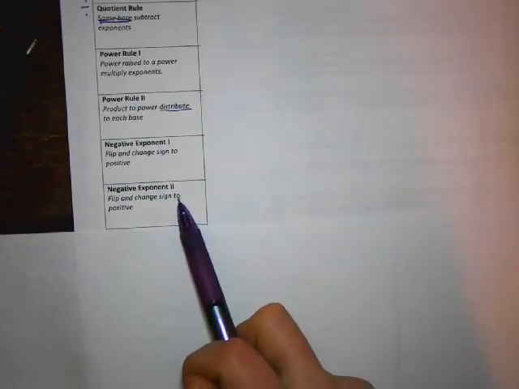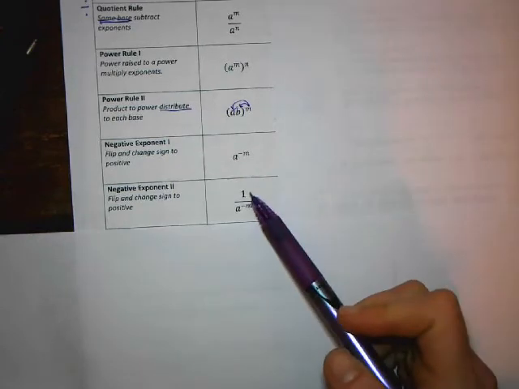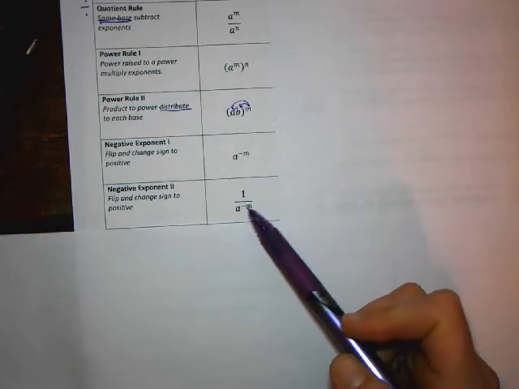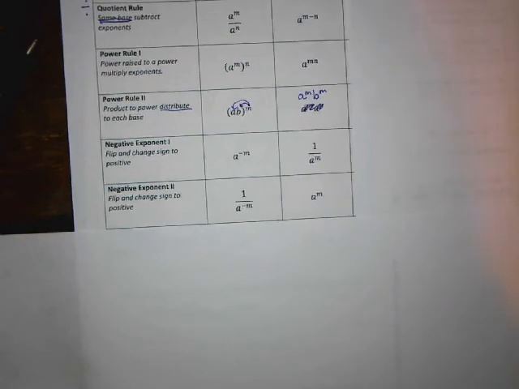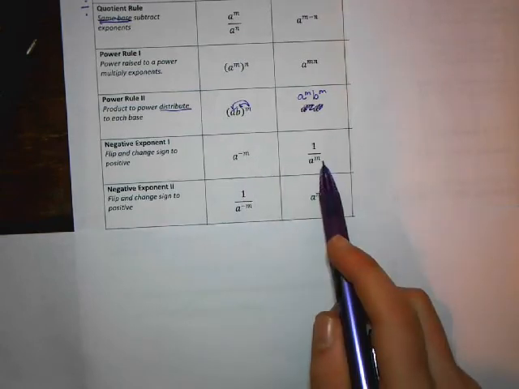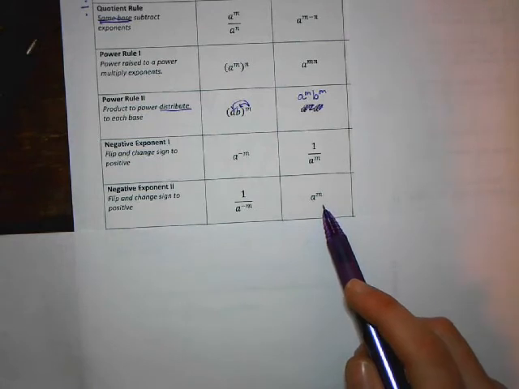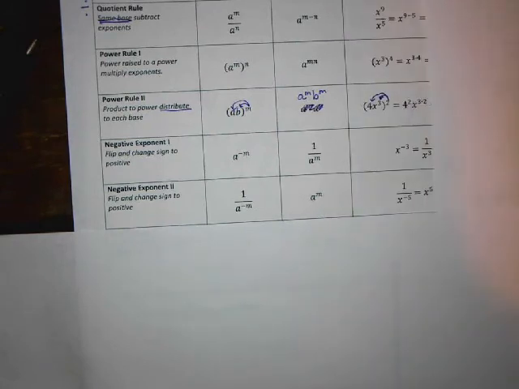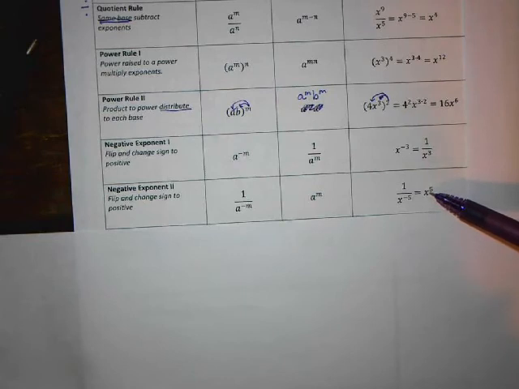Negative exponent rule number 2, flip and change the sign to positive. So what if, worst case scenario, we have 1 over a to the negative mth? We change it back. So see how these two are opposite of each other, it's their reciprocal, and these two are opposite of each other, it's the reciprocal. If we had 1 over x to the negative fifth, we can change that and make it positive to x to the positive fifth power.